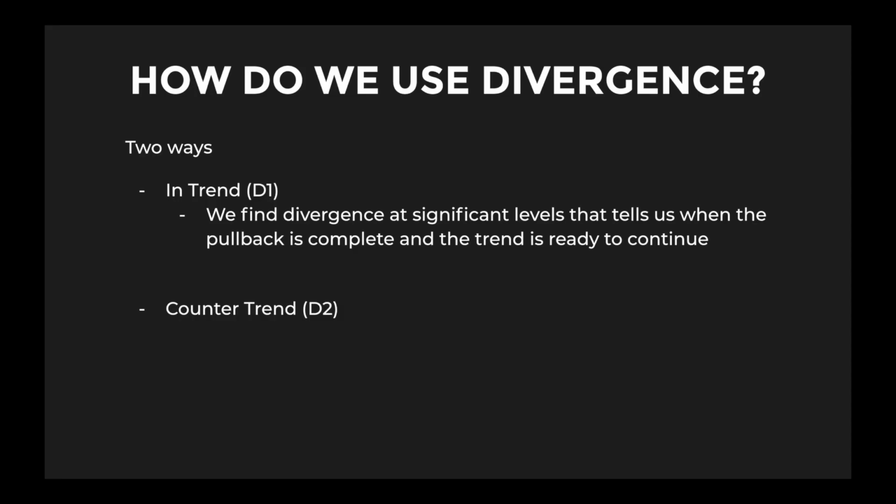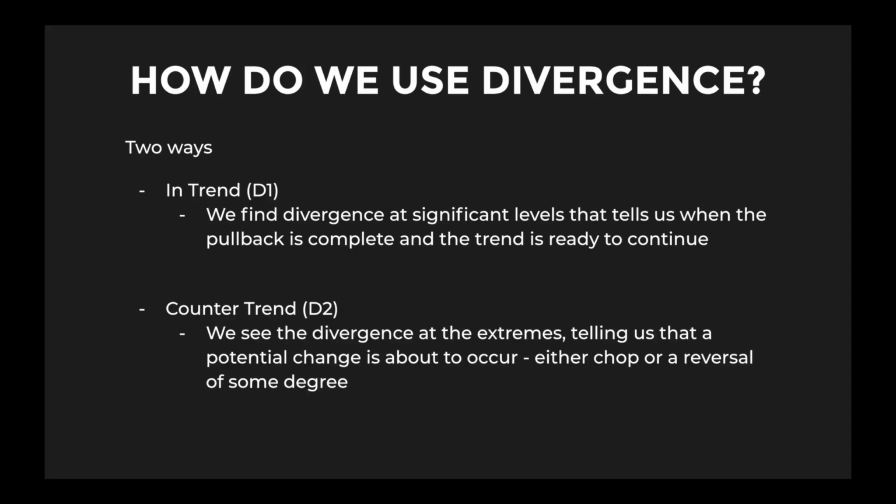The second way is our counter trend entry, which is the D2. This is divergence that you see at the extremes, and this is telling us that a potential change is about to occur, either chop or a reversal of some degree. It's important to distinguish the differences between these two. Your D1 entries are going to come when the L50 and the EMAs and all the higher time frames agree with the direction of trend.